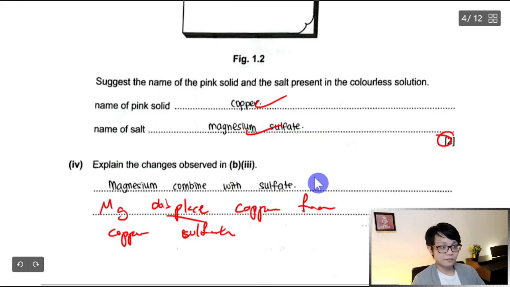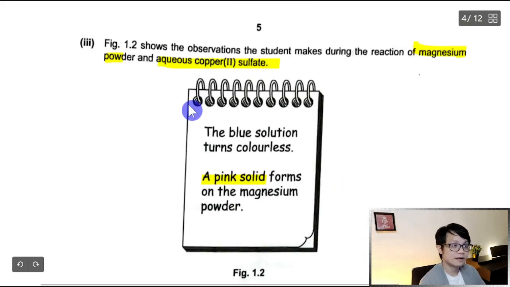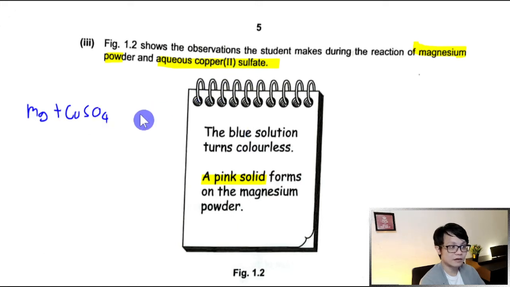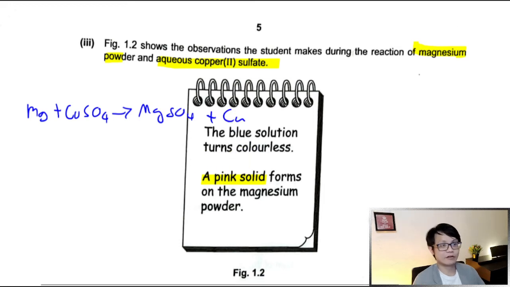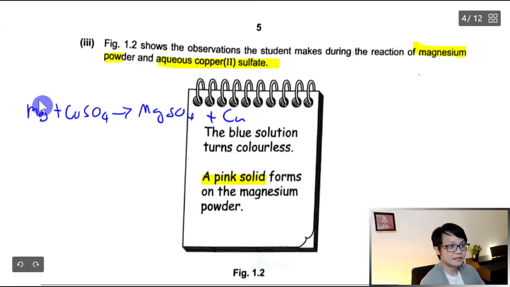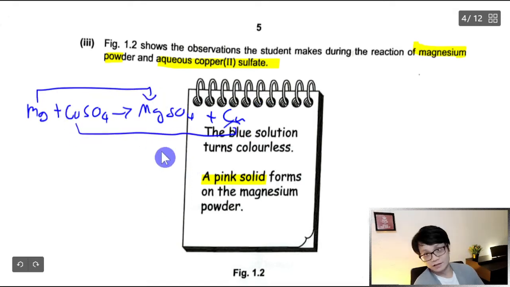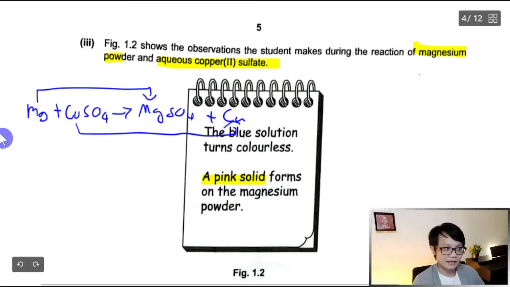Very good. If you want to write the equation, it will be magnesium plus CuSO4 becomes magnesium sulfate plus Cu. Something like that. If you want to draw it out, magnesium will displace the copper. I don't know the question, but they can ask about redox reaction, loss of oxygen, gain of electrons. If the question asks for redox reaction, there are many things they can ask.